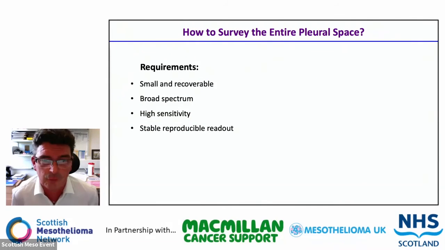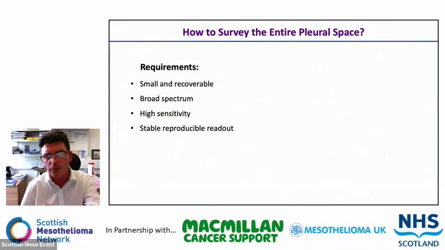And so the question that jumped out at us is, how do you survey the entire pleural space rather than going after a small number of discrete regions for biopsies? How do you really look at the entire pleural space? So we sat down and thought about what features we would want in order to be able to do this. Whatever we use should be small and it should be recoverable. We should be able to get it back out of the patient.